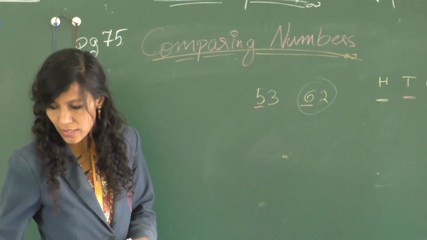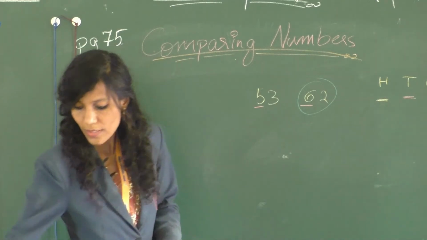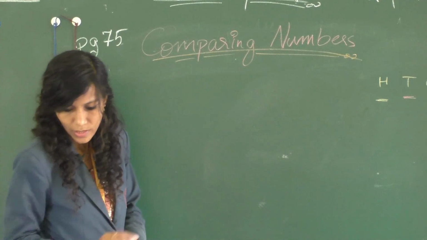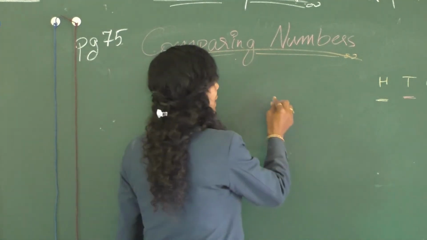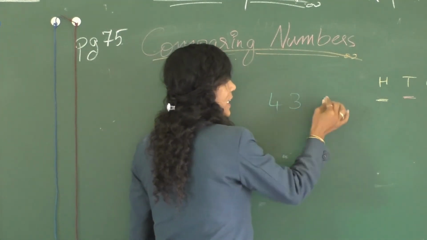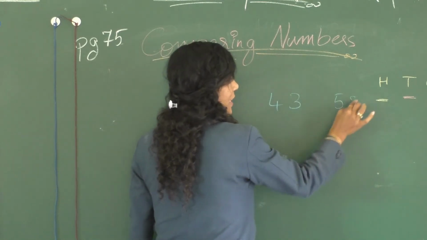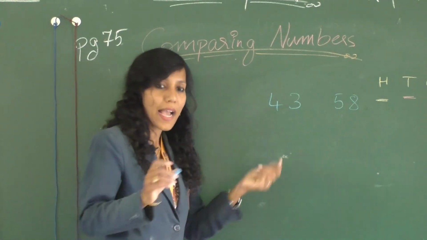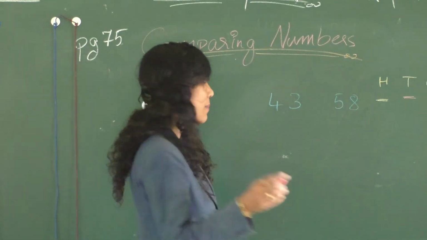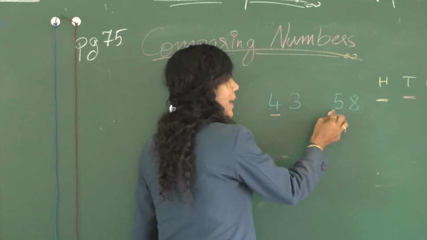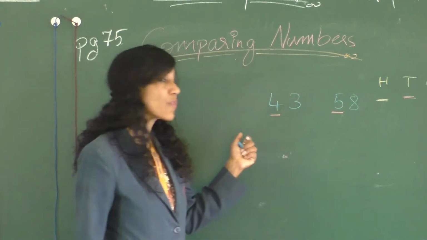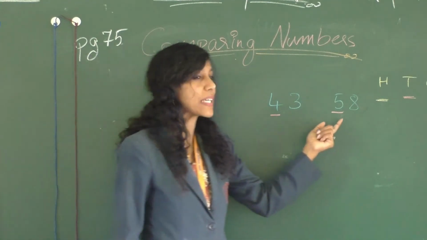Next, circle the small number. 43 and 58. Here again we check the first number. Which is the first number? 4 and 5. Are they both same? No, they are different. So which is big? 4 is big or 5 is big?